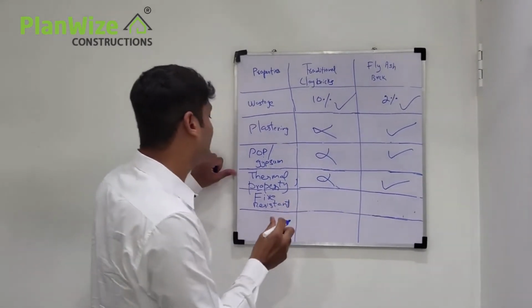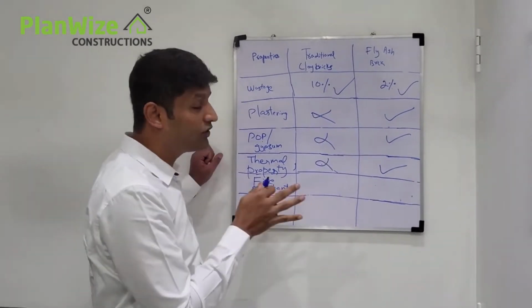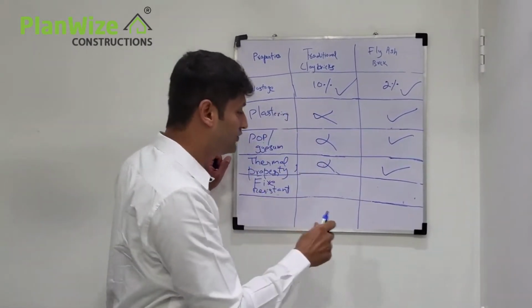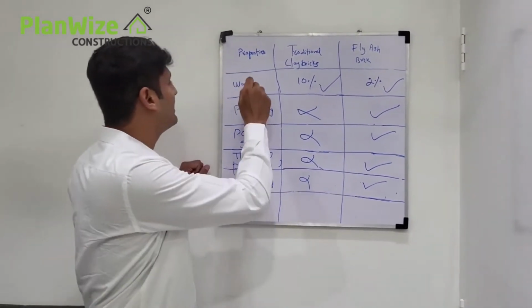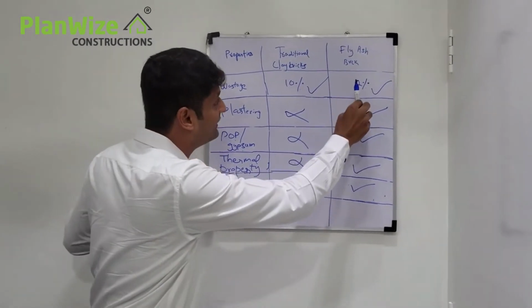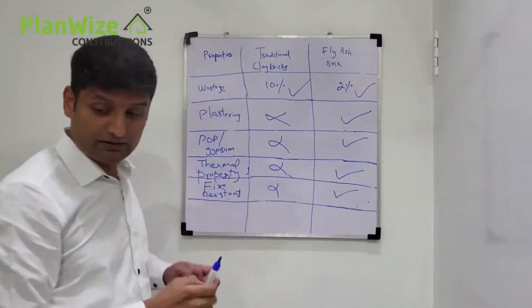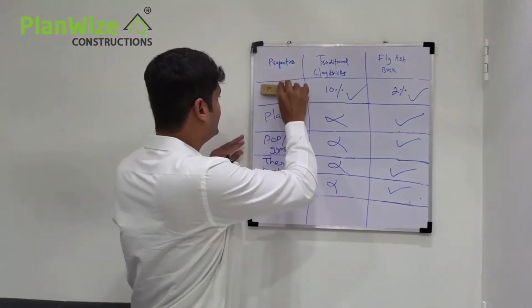Let me go to the next point, which is the fire resistance. So when we talk about fire resistance, fly ash brick is more resistant to fire when compared to the traditional clay bricks. So here again we have 5 points. Again, out of these 5 points, fly ash brick clearly has more advantages. Now let us check a few more factors like this.